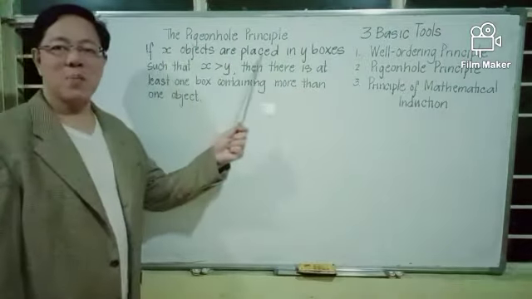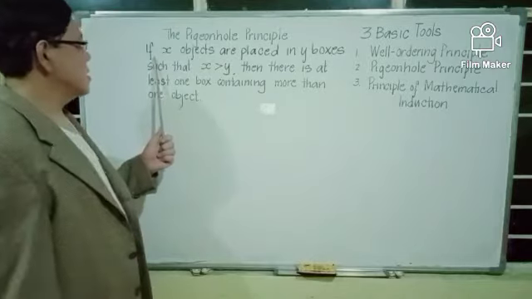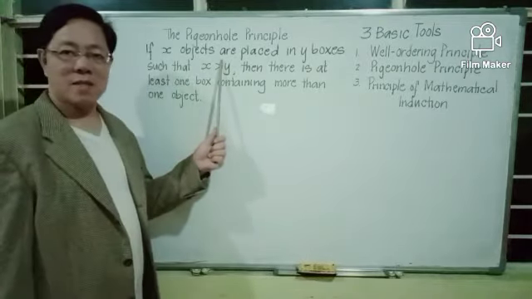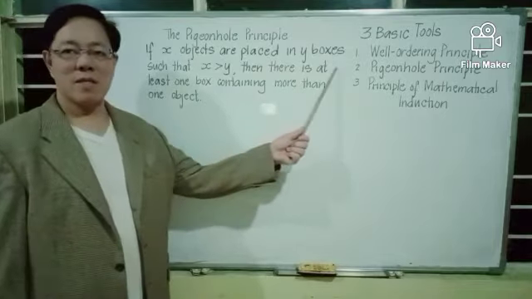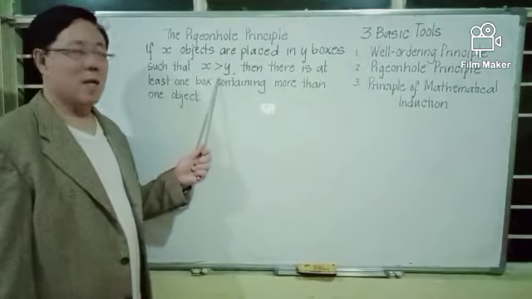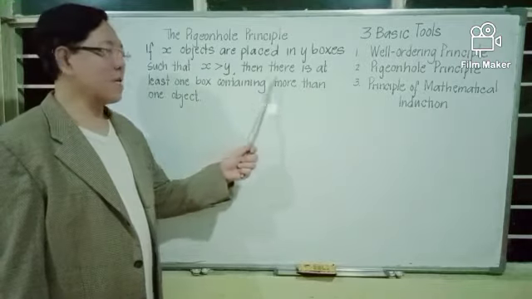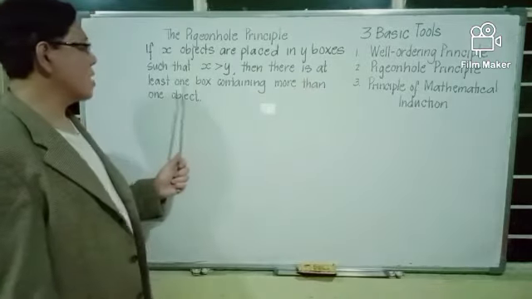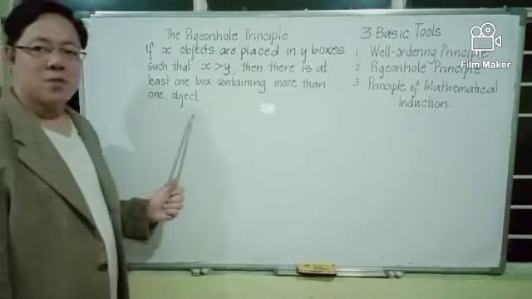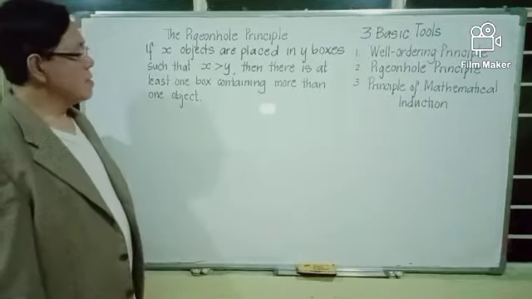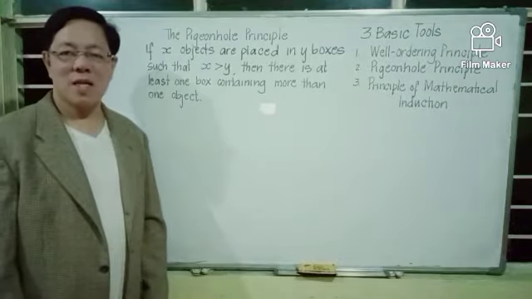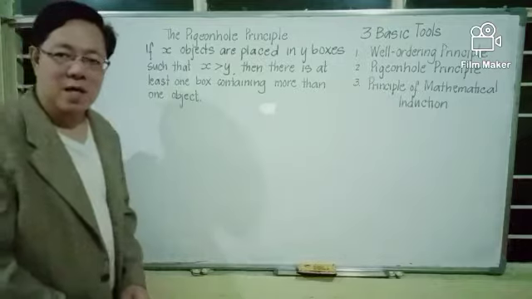The Pigeonhole Principle states that if X objects are placed in Y boxes such that X is greater than Y, then there is at least one box containing more than one object. This Pigeonhole Principle is an example of an if-then statement.